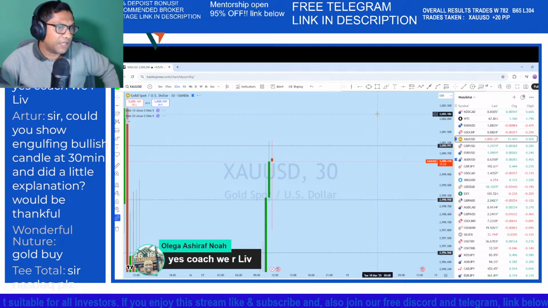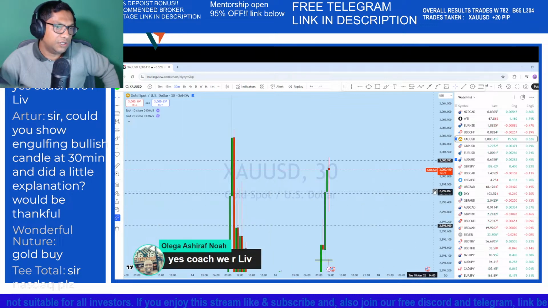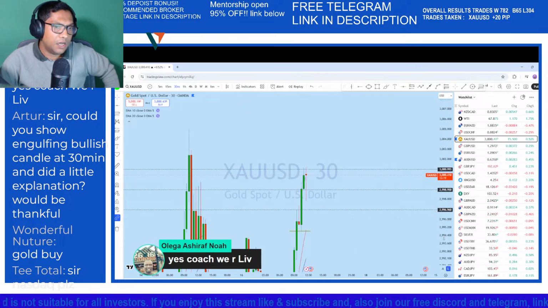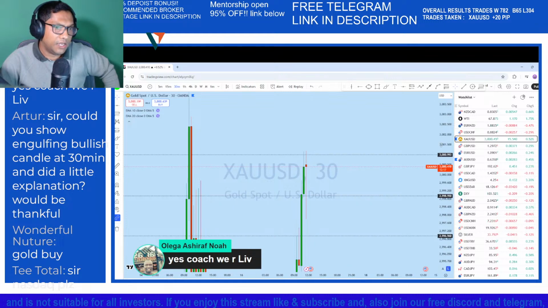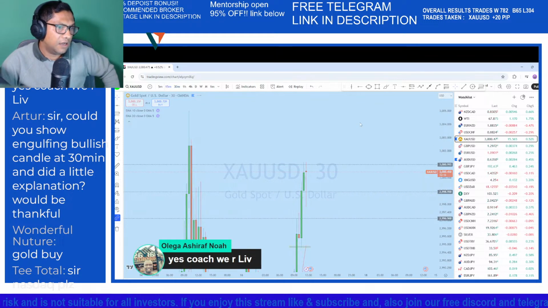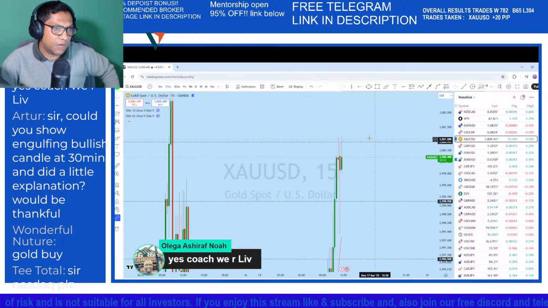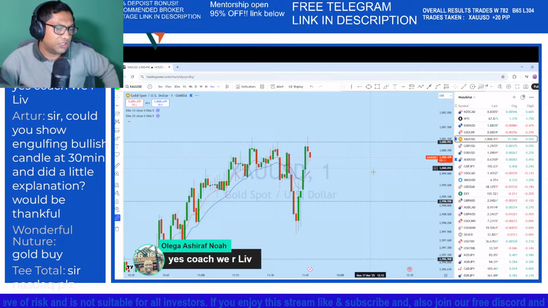So lower time frame price action, again another doji is potentially being formed, and that could give us another entry opportunity in this market. So let's look at the 1 minute chart here.